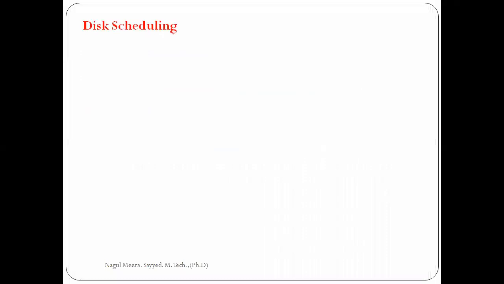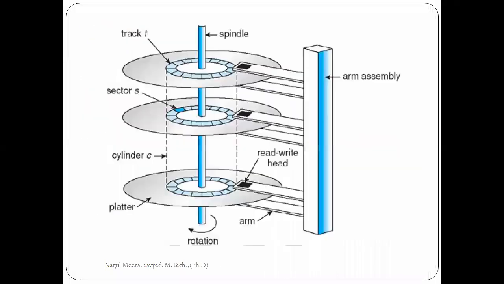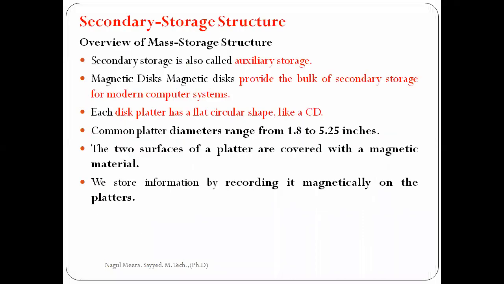Next, the second chapter of the fourth unit is secondary storage structure. Simply secondary storage, simply hard disk. I am talking about this secondary storage. It may be a CD, it may be a hard disk, whatever it may be.